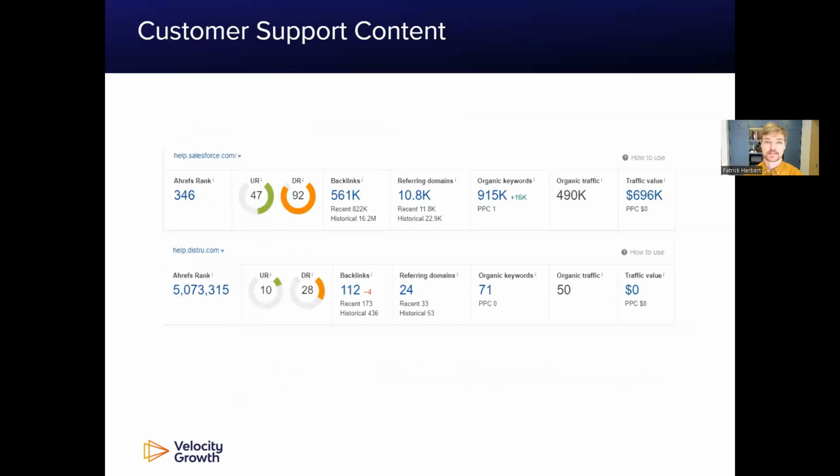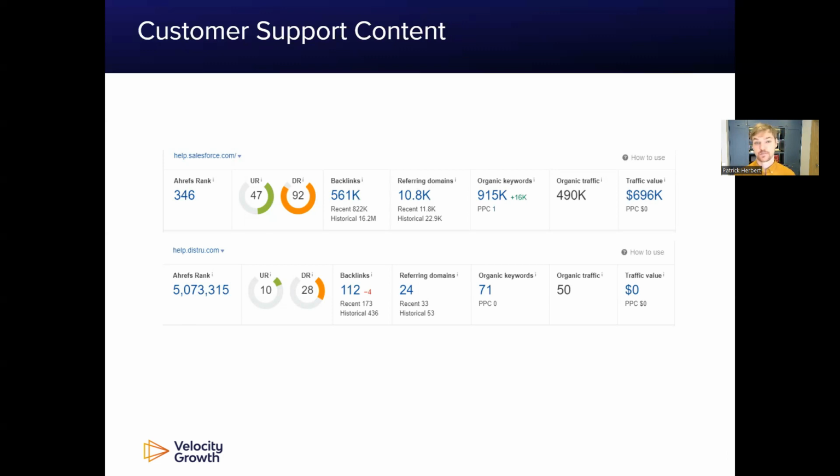And I just want to contextualize that a little bit for you, right? So here's two examples, right? So help.salesforce.com, all of their support content, right? So this is actually just the subdomain of the main one. And you can see here, just this subdomain, help.salesforce.com, it ranks for 915,000 keywords. It's got 561,000 backlinks from 10,000 different domains, right? That's a lot, right? That's a lot of SEO value built into this thing, right?